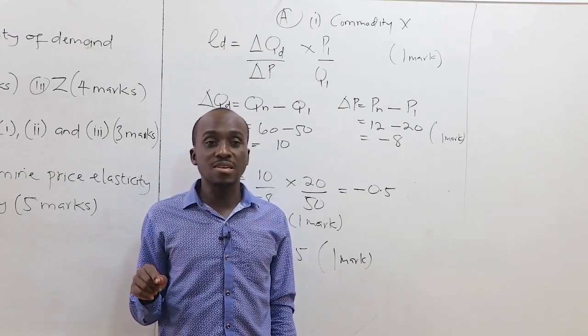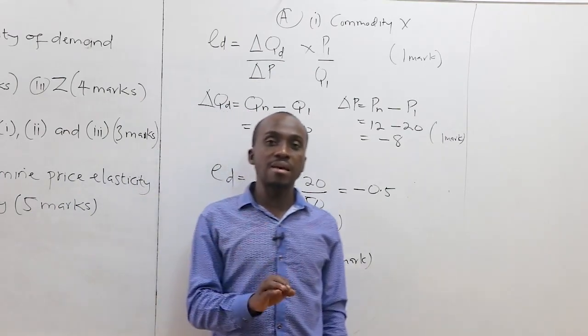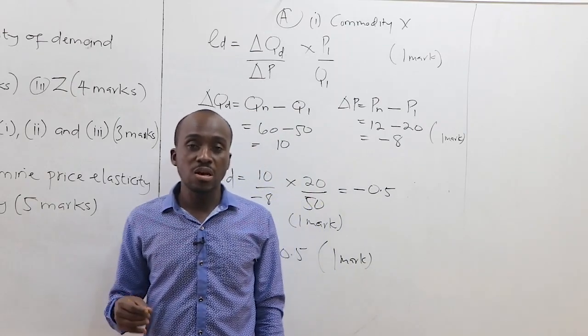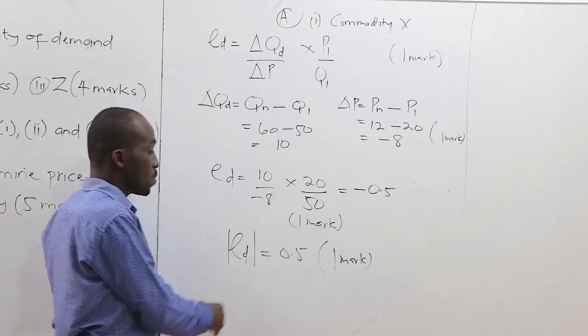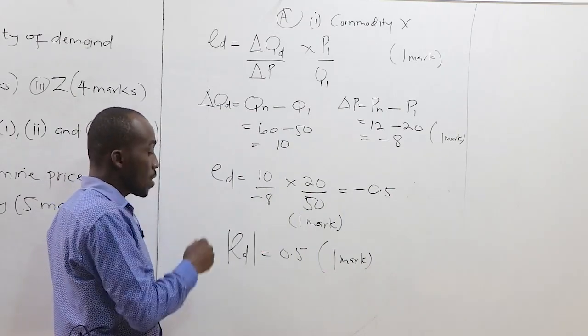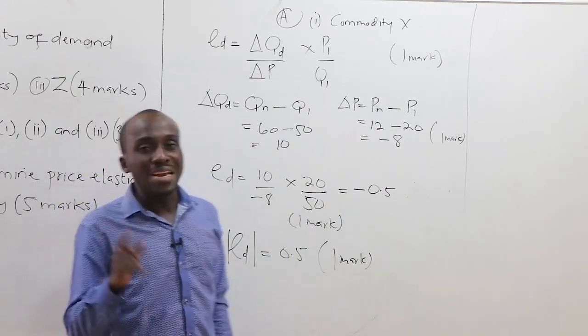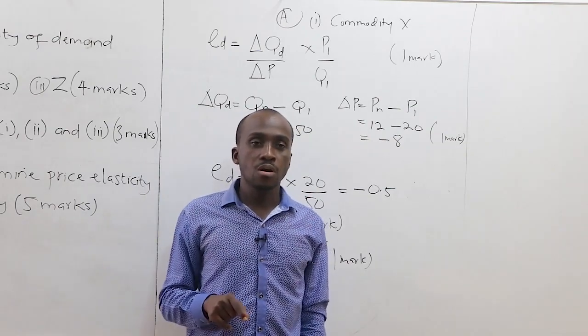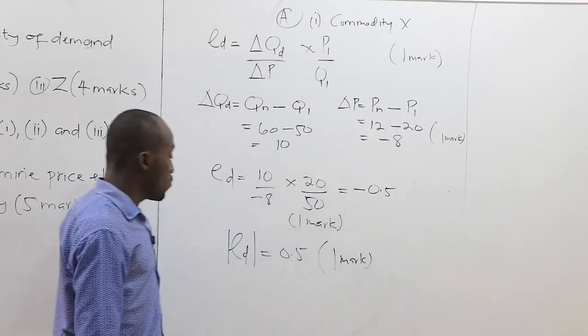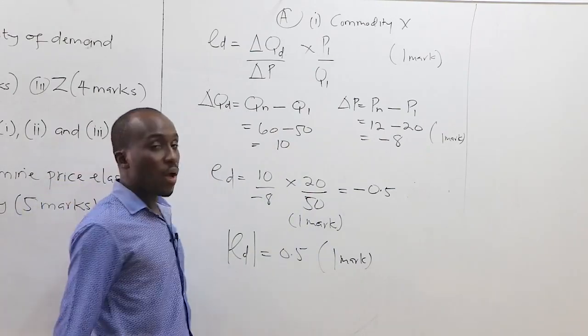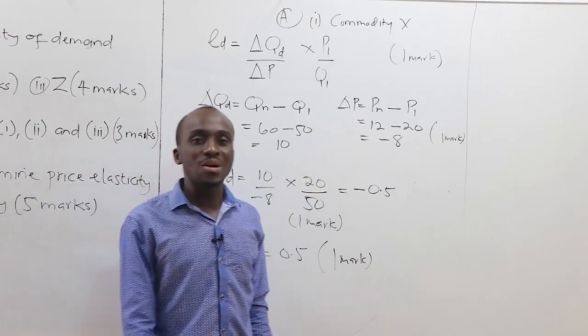Always you get negative because there's a negative relationship between price and quantity demand. And therefore, for you to successfully make any good, meaningful analysis, you have to take the absolute. Taking absolute means that you make the figure positive. Why? So that you can interpret. If you don't take the absolute, you cannot interpret. Why can't you interpret? All your answers will be negative.